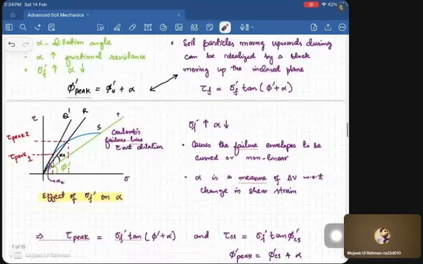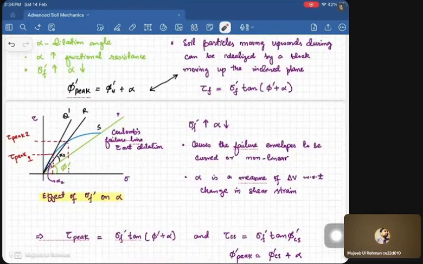You can see this is the Coulomb friction line, which is without dilation. There is no dilation. This can probably be for a loose sand, but once the dilation comes into the picture, you can see there is a curvilinear stress failure line. So it means that this shows the effect of the normal stress on alpha.